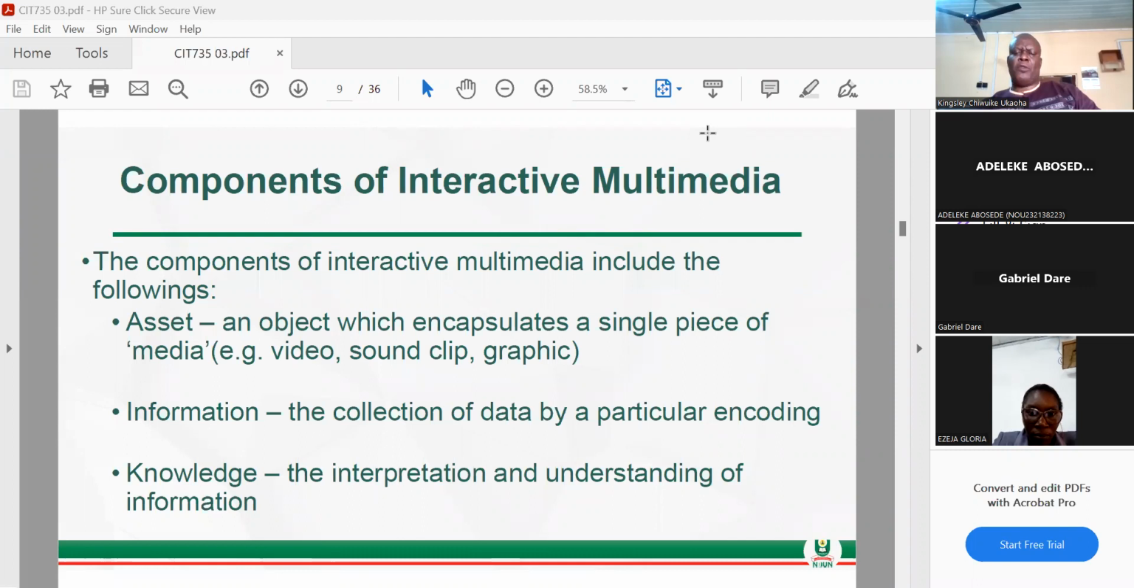From the interpretation and understanding of that message, which is information that was sent to that person, they will gain some knowledge or awareness. Oh, they are telling us through this message we just received this afternoon that this is the Zoom link for our class for this afternoon. You have interpreted it, you have understood it, you now have more knowledge. So those are the components of interactive multimedia.